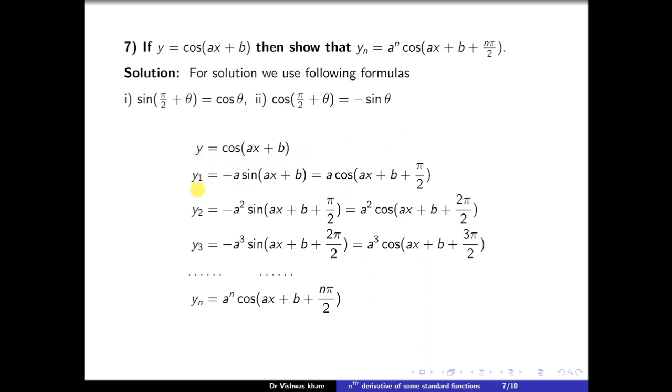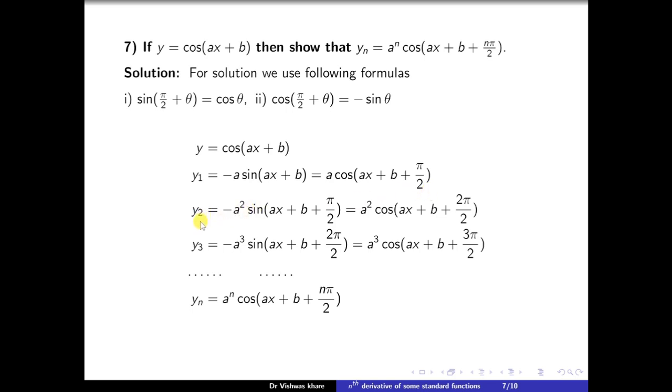The first derivative y1 becomes, the derivative of cos x is minus sin x. So it becomes minus sin(ax plus b), and the further derivative of ax plus b becomes a. So this expression is minus a sin(ax plus b). Now using the formula minus sin theta becomes cos(pi by 2 plus theta), we can write this as a cos(ax plus b plus pi by 2).